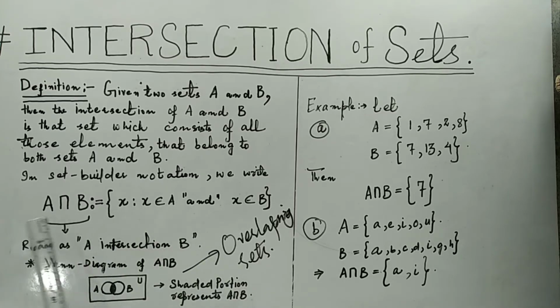and it says that the intersection of A and B is that set which consists of all the elements X such that X must have this property. What property? X must belong to A and X also must belong to B.